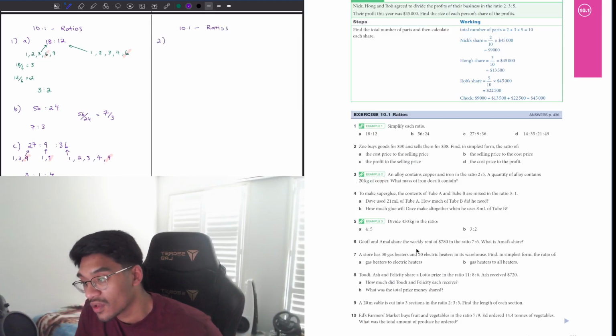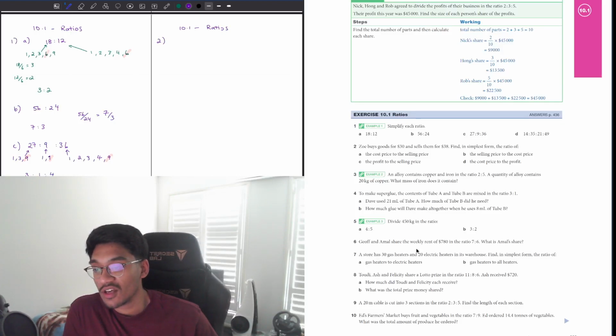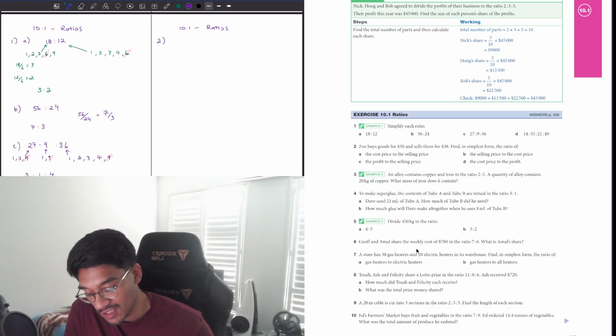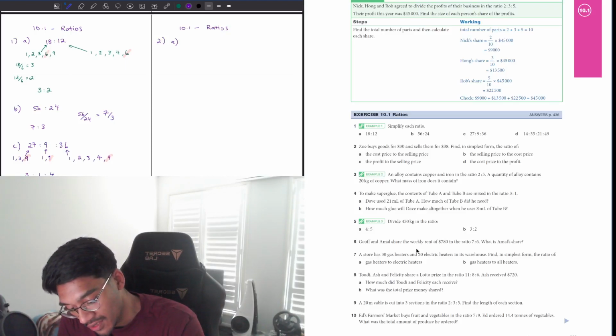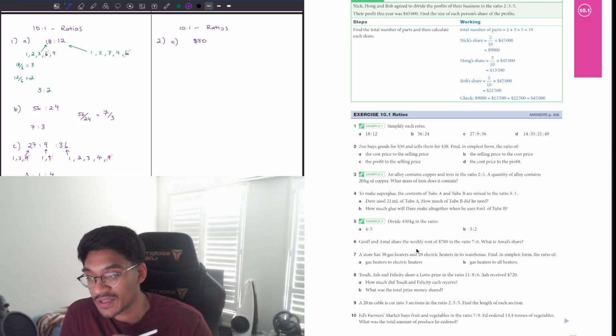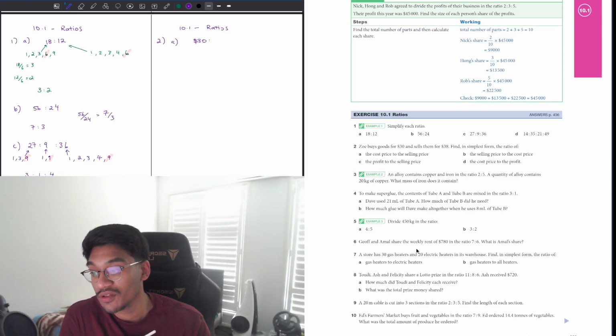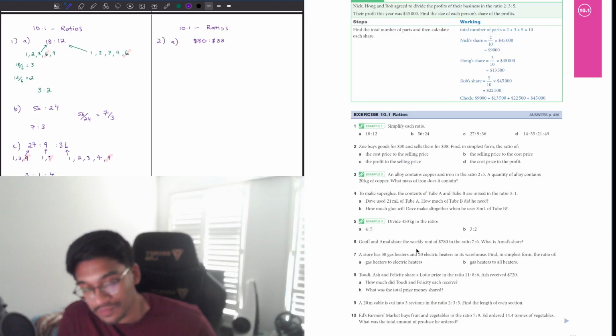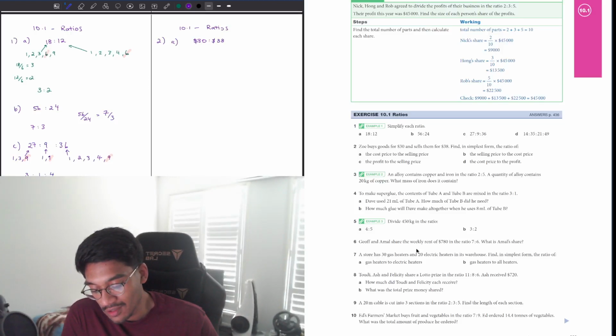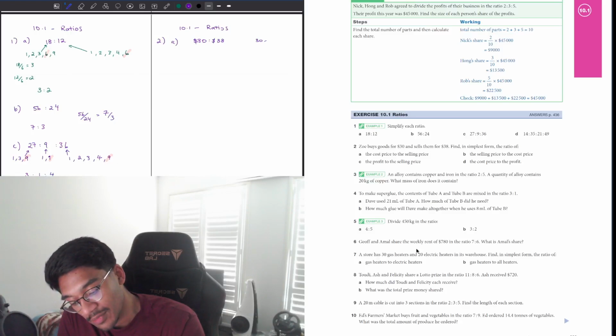Question 2. Zoe buys goods for $30 and sells them for $38. Find in the simplest form the ratio of A, the cost price to selling price. So the cost price, how much they buy it for, we know that Zoe buys it for $30. And then the selling price, we know she sells them for $38. So 30 to 38. Can that be simplified? Well, we've got to figure it out. If you do 30 divided by 38 in the calculator, you should get 15 over 19. So it can be simplified to 15 to 19.